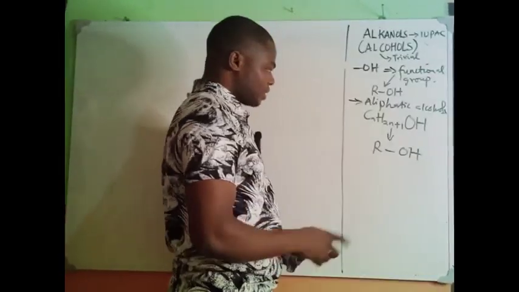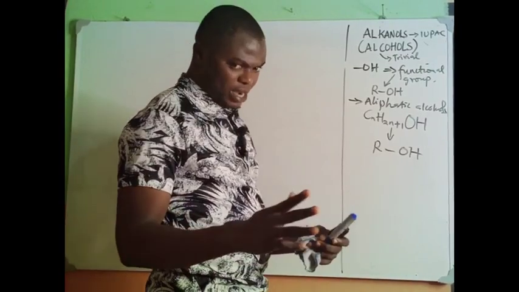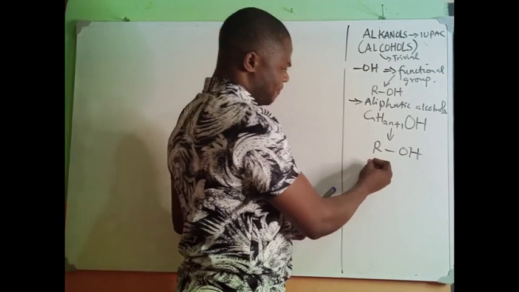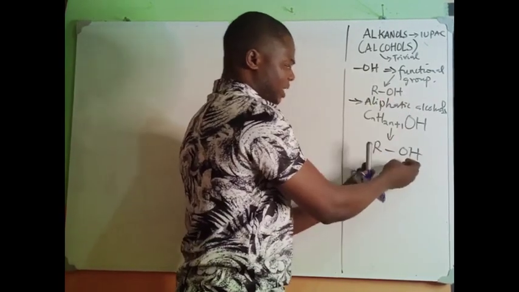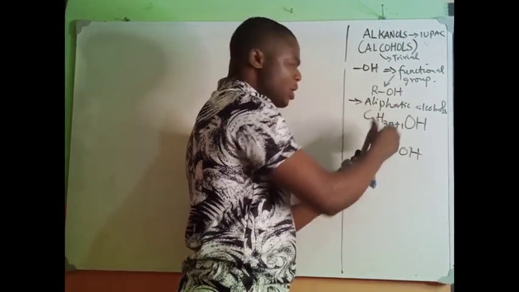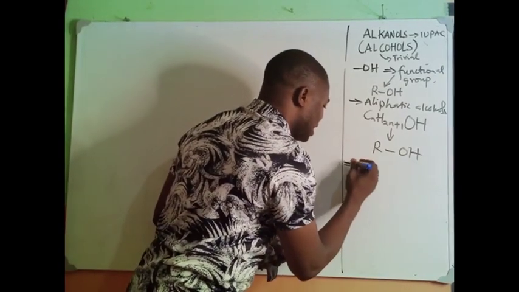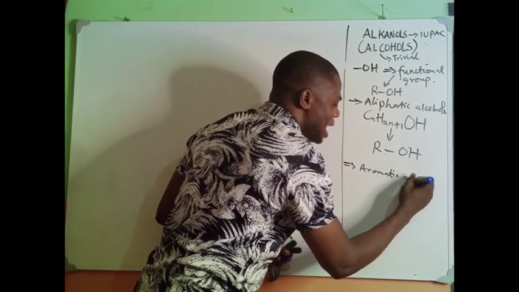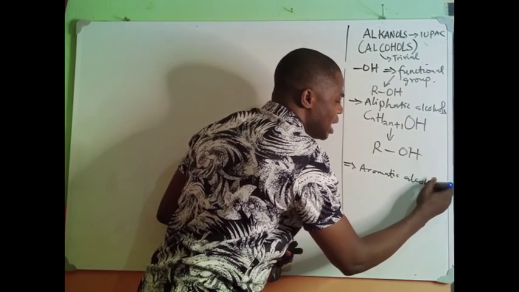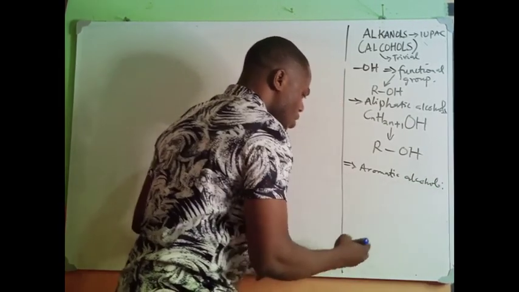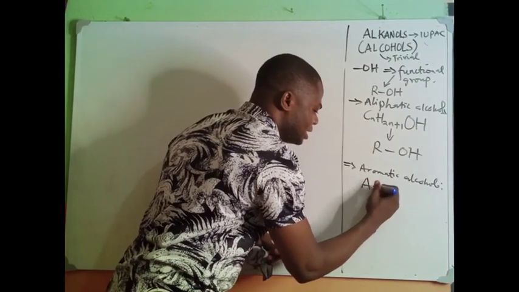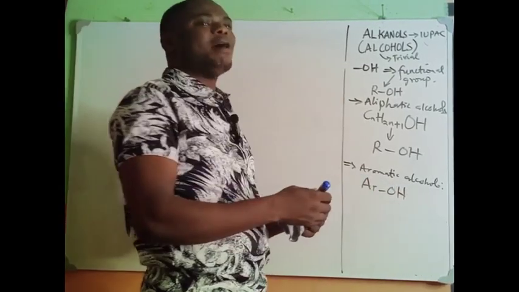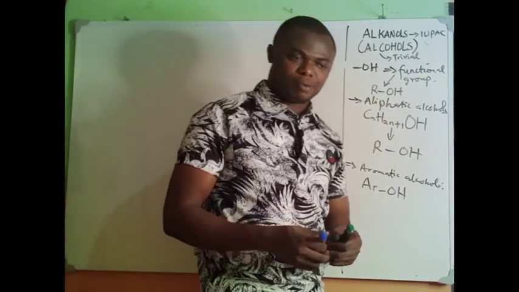Now look at this. Just follow me squarely so that you understand every bit of this. This particular one is for aliphatic alcohol. But when we talk about aromatic alcohol, we symbolize it as ArOH, where Ar stands for aryl or phenyl group.